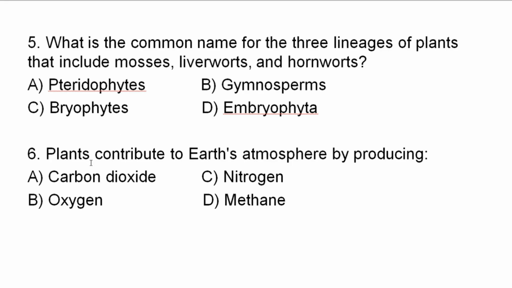Good. Question number 6. Plants contribute to Earth's atmosphere by producing A. Carbon dioxide, B. Oxygen, C. Nitrogen, D. Methane. What is the contribution of plants to the atmosphere? Plants produce which element or which compound? The correct answer is oxygen. Plants produce oxygen, and plants use carbon dioxide. So plants contribute to the Earth's atmosphere by producing oxygen. Oxygen is the byproduct of photosynthesis.